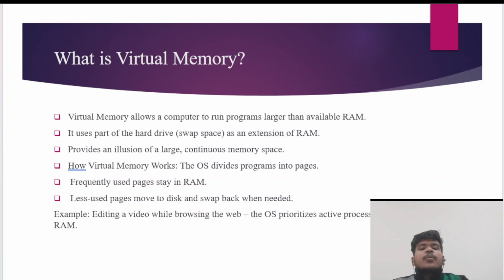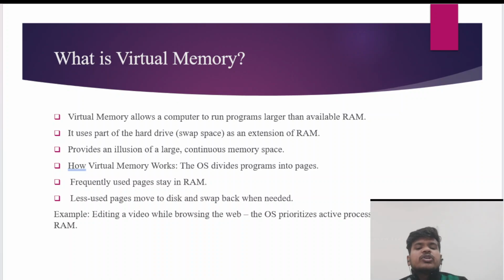Now, imagine you have a small study desk, or RAM, but a large bookshelf. That is virtual memory, as in the example I gave previously. If your desk fills up with books, you temporarily store some on the bookshelf and bring them back when needed. So that bookshelf is your virtual memory and your study desk, which is small, is your RAM. And they both combine for efficient execution of that process.